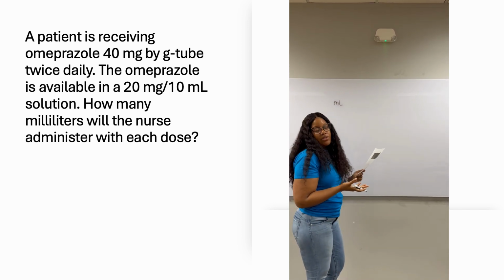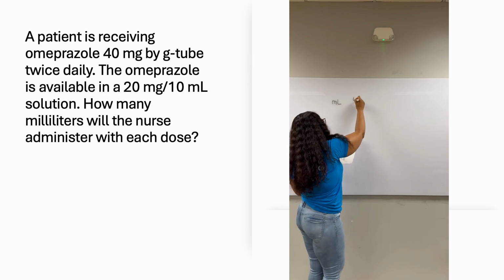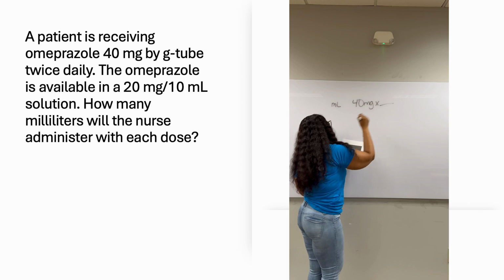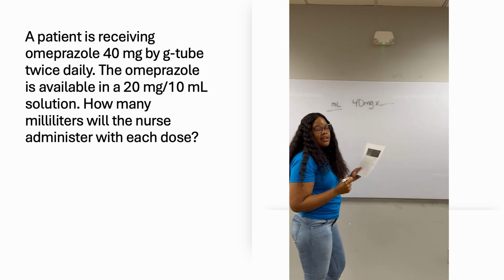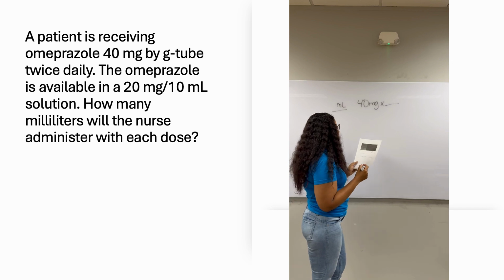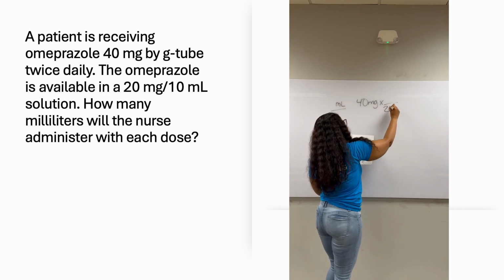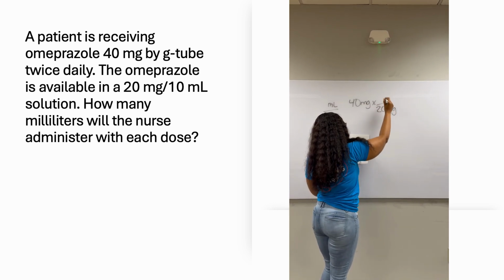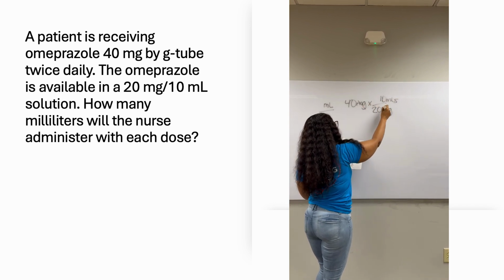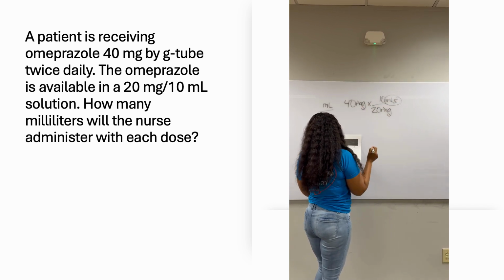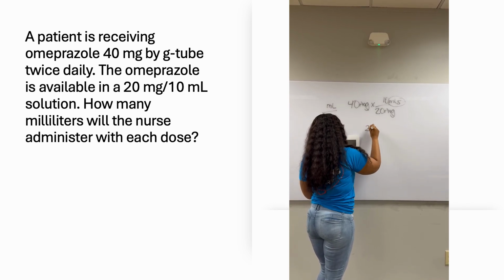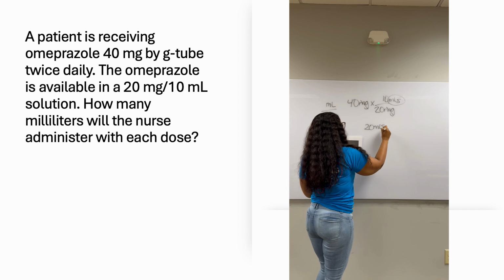So I like to start with the physician's order. So the physician's order is 40 milligrams. So we know that our answer needs to be in mL, so we need to cancel out our milligrams. So the problem says that the medication is available in 20 milligrams per 10 mLs. So we're going to cancel out our milligrams, and we're going to be left with mLs. So we're going to multiply straight across and then divide, and you should get 20 mLs.